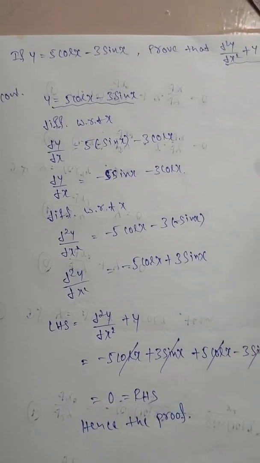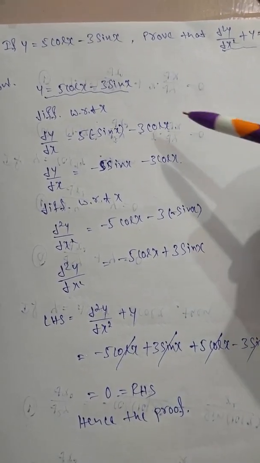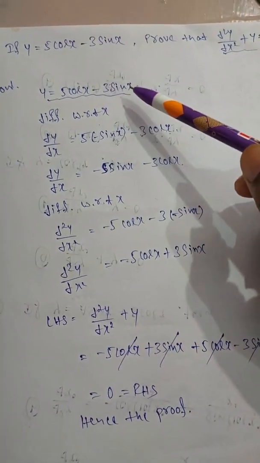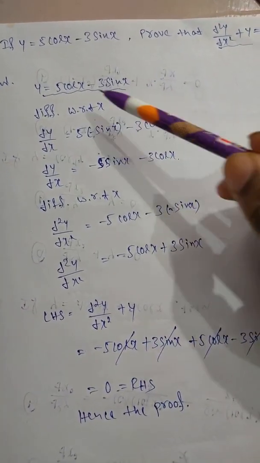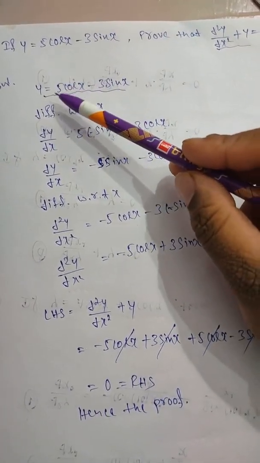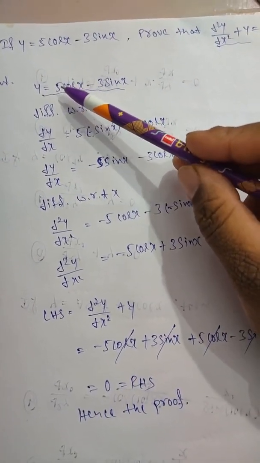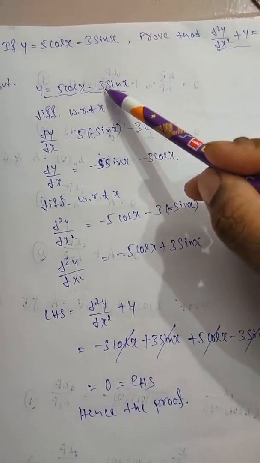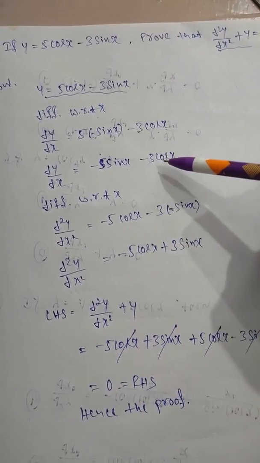Once again I am repeating this problem. Just listen here. If y is equal to 5 cos x minus 3 sin x, you want to differentiate the function twice. Here we have a constant with the function, so take the constant outside and differentiate the function. Here 5 is a constant. The differentiation of cos x is minus sin x. Minus 3 is a constant. The differentiation of sin x is cos x.